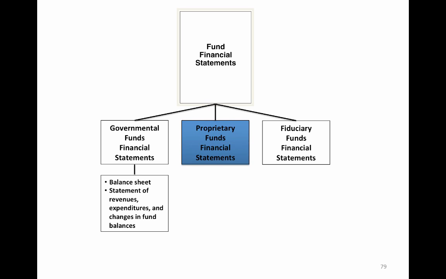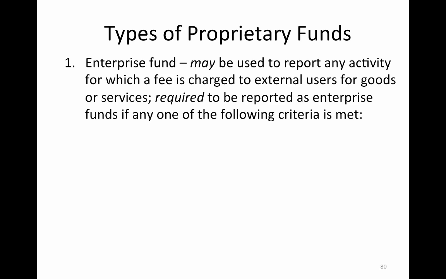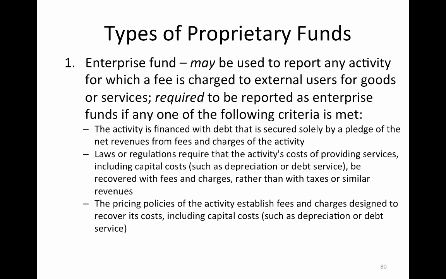The proprietary fund financial statements are reporting two types of funds: enterprise funds, which are essentially synonymous in most cases with the business type activities that are reported in the government-wide financial statements. They are activities that charge customers for the goods or services that they provide. They can be used for any activity that does that, but they have to be used if any of these criteria are met.